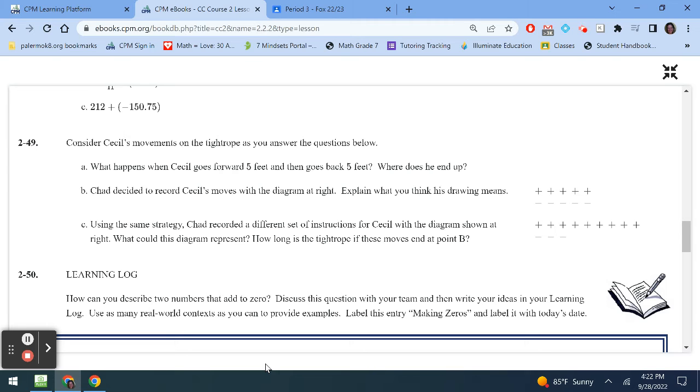Right, so we're going to go ahead and finish 2-49. It says, consider Cecil's movements on the tightrope as you answer these questions below. What happens when Cecil goes forward 5 feet and then goes back 5 feet? Where does he end up?